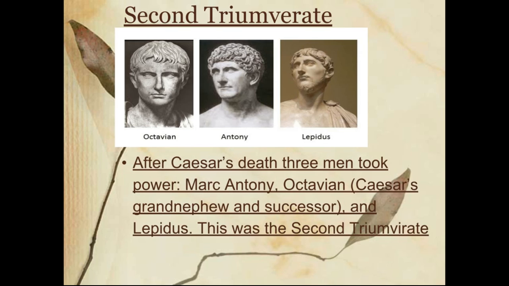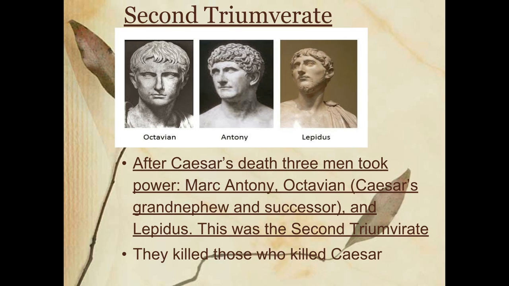After Caesar's death, three men took power: Mark Antony, Octavian, who was Caesar's grandnephew and successor, and Lepidus. This was called the second triumvirate. And their goal was to kill anyone who had pretty much killed Caesar.